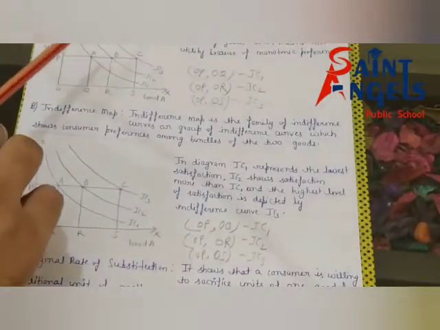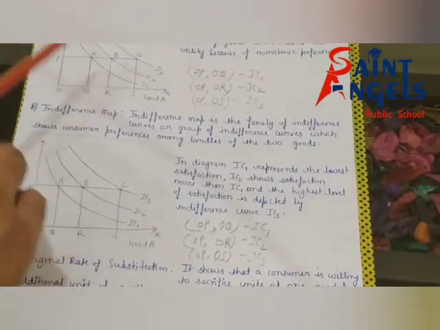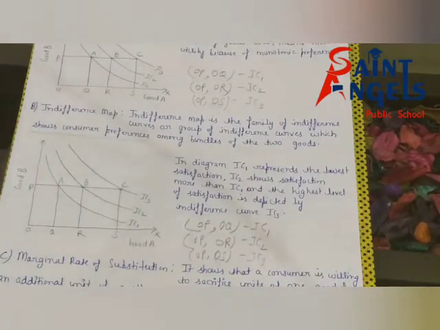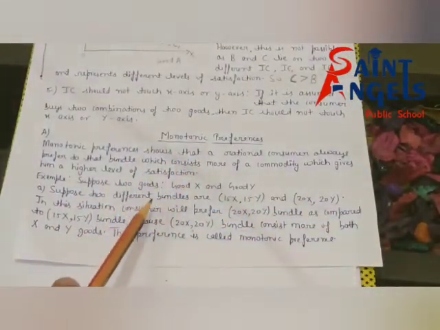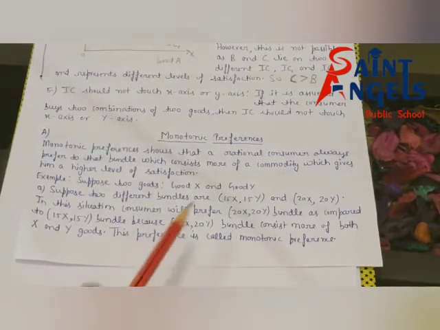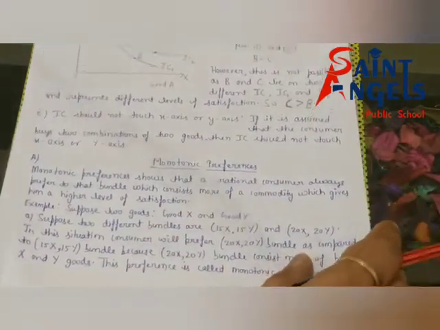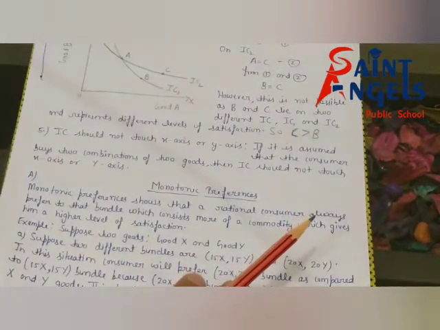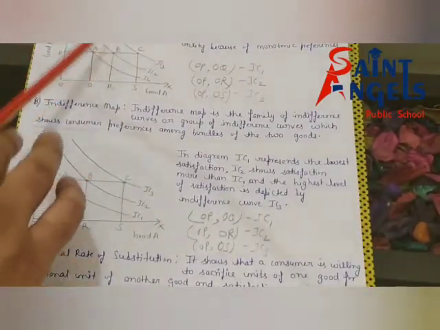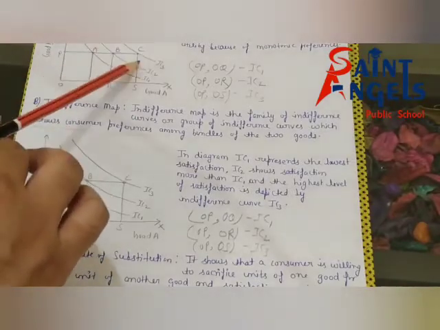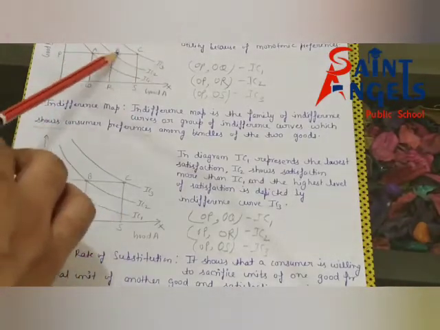Then after you write this, you will show this diagram, because this question has two parts. First, define monotonic preferences. For the first part, you will write this definition and explain this numerical example. But the second part is asking, why does a higher IC give a higher level of satisfaction? For the second part, you will show this diagram and explain it.